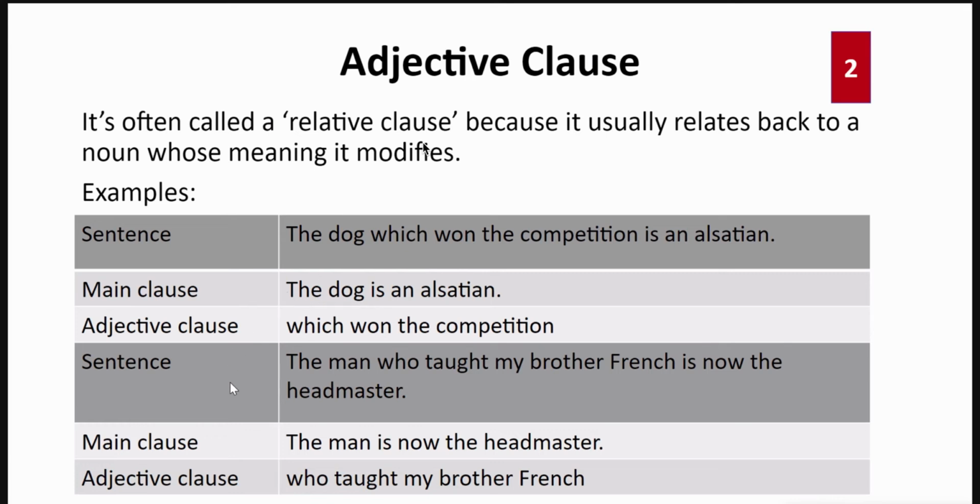Number 2, the man who taught my brother French is now the headmaster. Terdiri dari dua kalimat. Apa kalimat pertamanya? The man is now the headmaster. The second sentence? The man taught my brother French. Good. Adjective clause-nya karena sudah digabung berarti who taught my brother French.